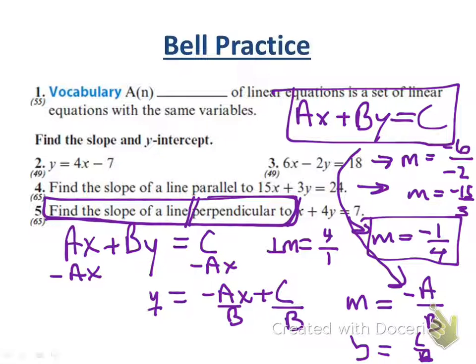Yes? When you're writing the perpendicular slope, would it have to be 4 over 1? No, you can just write 4. I'm just showing the opposite reciprocal. I'm just being technical about it.